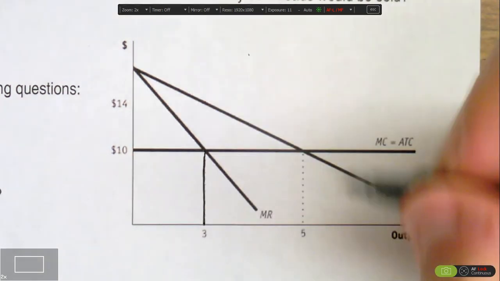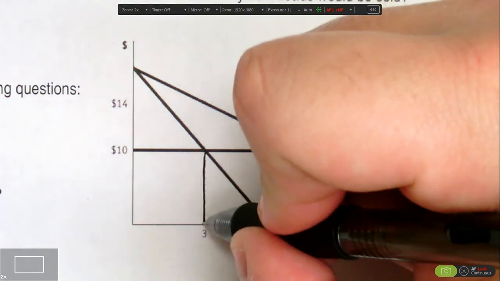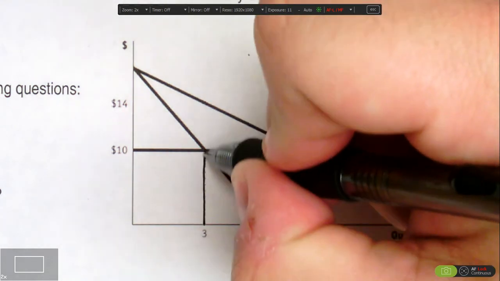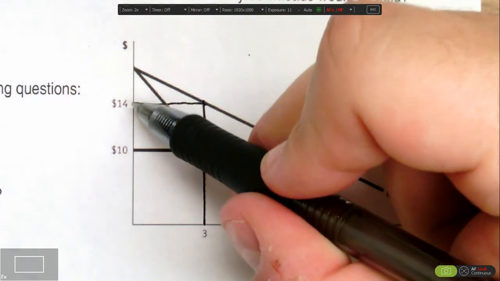How much will the monopolist charge? That's how much people are willing to pay for an output of 3. So we find that maximizing output, and we go all the way up to the demand curve to find the demand price at the quantity 3. When we do, we find that the price people are willing to pay is $14.